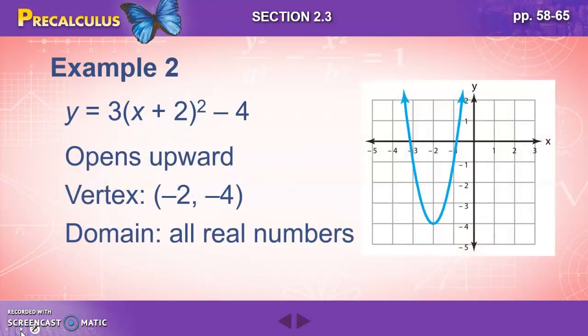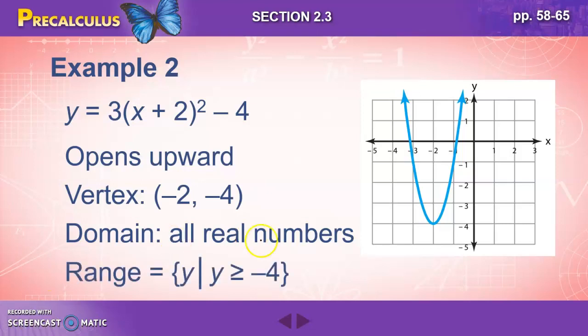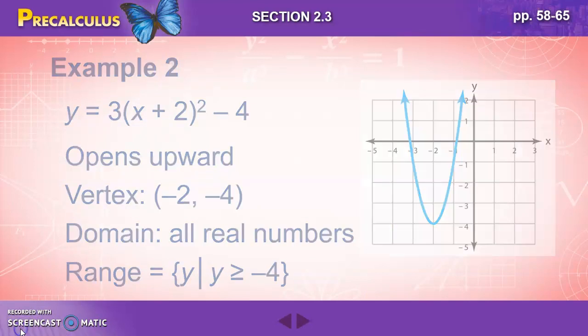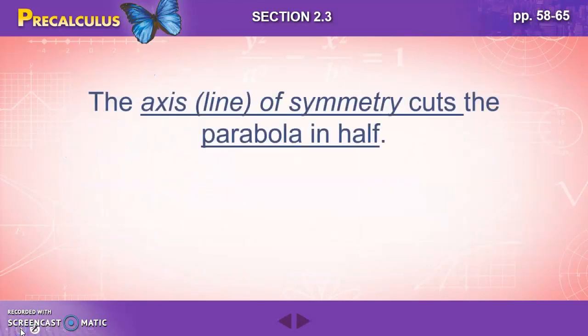And your graph should look something like this. Vertex at negative 2, negative 4, opening upward, and all real numbers. Our range is that y must be greater than or equal to -4. Because it opens upward, this is our minimum point. We cannot go any lower than that in our range.